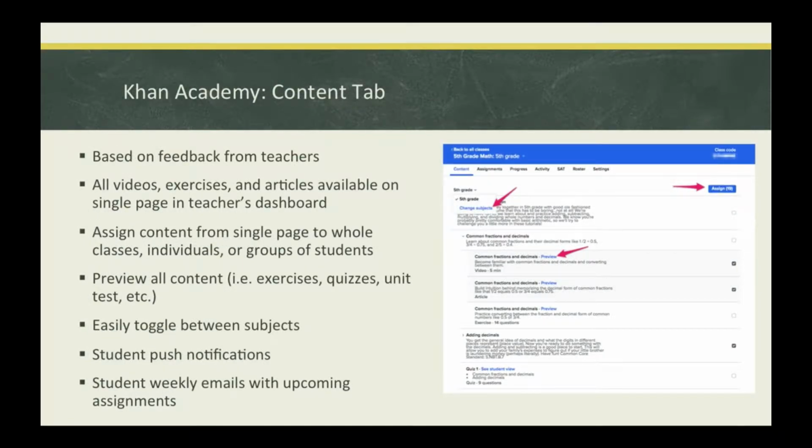The Content tab is a new feature developed based on the feedback provided by Khan Academy teachers. This feature will make Khan Academy tools easier to use and allow teachers to view all videos, exercises, and articles on a single page from the teacher's dashboard. From a single page, teachers will be able to assign content to the whole class, individuals, or groups of students.